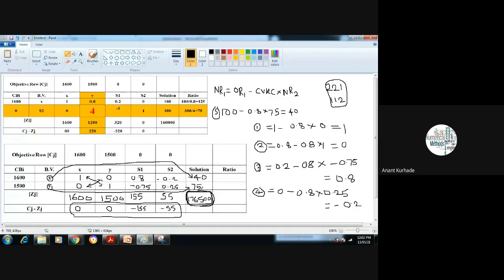So at last, what can you write? By doing the simplex method, we have the value of x equal to 40. Remember, here it is x, and here it is y, this 75 is the value of y. So after the second iteration, we have x equal to 40, y equal to 75, and z max equal to 176500. Now we have to check whether this answer is correct or wrong. This is very important.